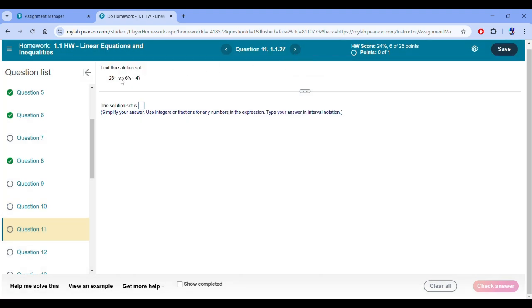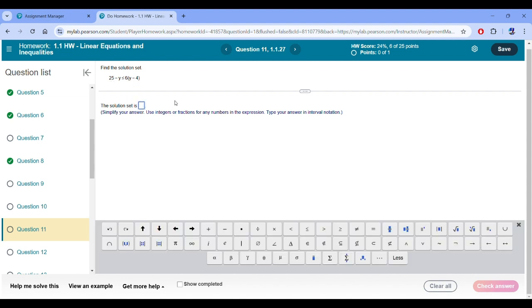So here we have y with an inequality. This should be the same exact thing. So let's see, 25 minus y is less than or equal to 6y minus 24. I'm going to add 24. That would be 25 minus 24 is, no, negative 24 plus, that'd be plus 49. 49 divided by 7 would be 7.